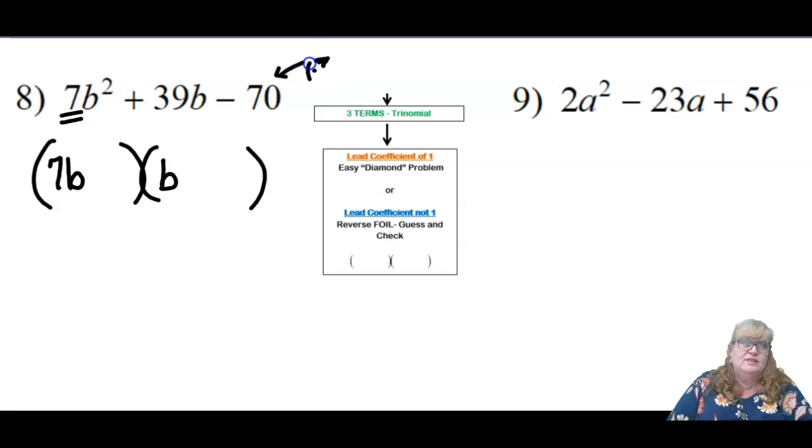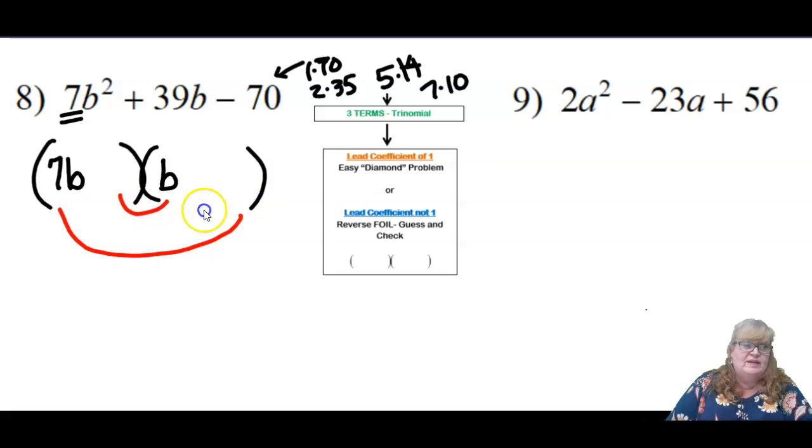We could have 1 and 70. We could have 2 and 35. We could have 5 and 14. We could have 7 and 10. I don't know if I've got them all. But let's see if any of these work. What we have to be real careful on is we need this term when we add in the middle to become 39. And we have a 7 here. So it's not just something times itself. We have to multiply 7 by one of our terms.